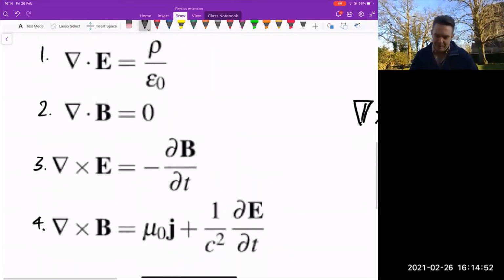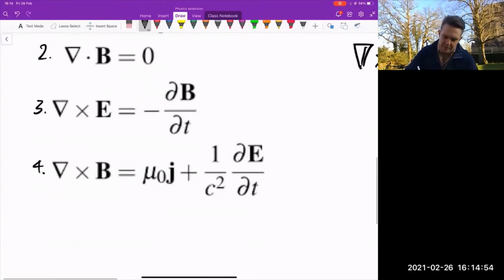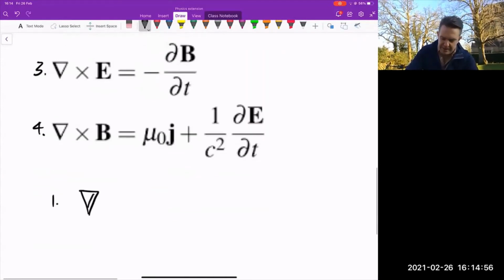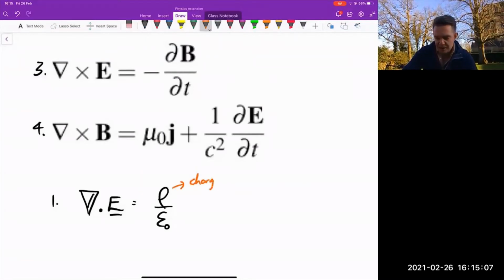So equation 1, I'm going to rewrite it down here. This is the divergence. Remember this dot. The divergence of E is equal to rho over epsilon naught. Rho is the charge density.